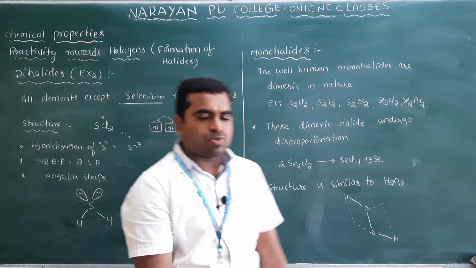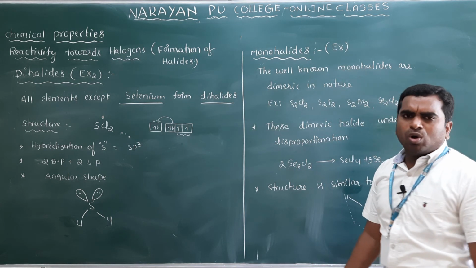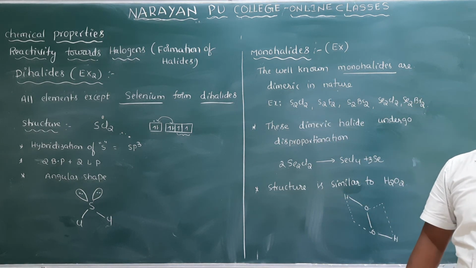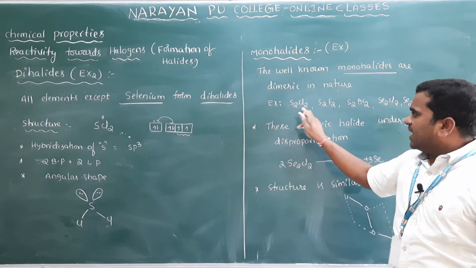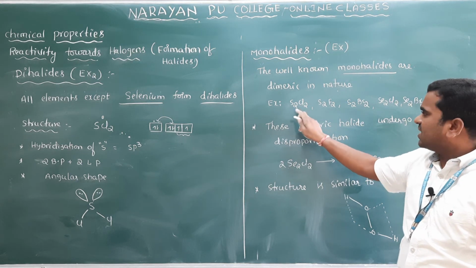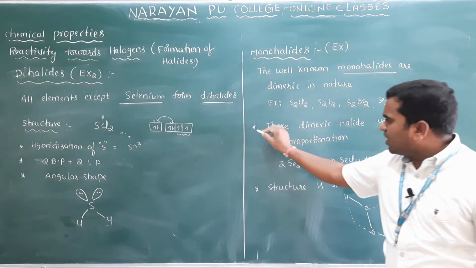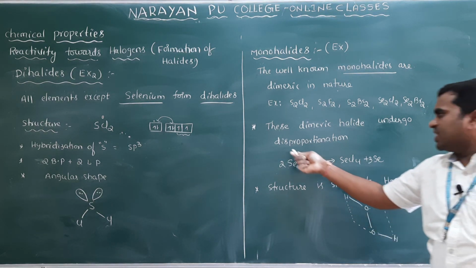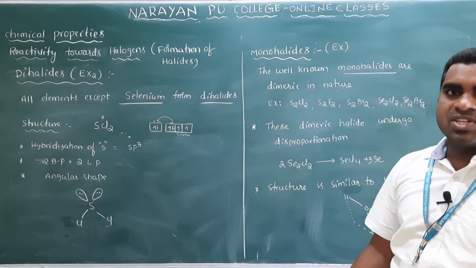In the next one, monohalides, EX. Clear? Most of the monohalides are dimeric in nature. They are not in the form of simple monomers. They are dimeric in nature. S2Cl2. Actually we have to write SCl, but it is not in the form of SCl. They are in dimeric form. S2Br2, Se2Cl2, and this is very important for competitive exams. These dimeric halides undergo disproportionation. Disproportionation means the same element undergoes both oxidation and reduction.